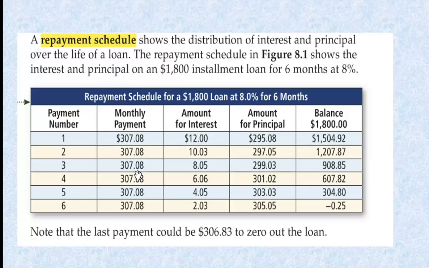So here's an example. If you were making 6 months of payments, this is the monthly payment, the amount of interest, the principal. As you can see, the amount of interest goes down and the amount of principal goes up.